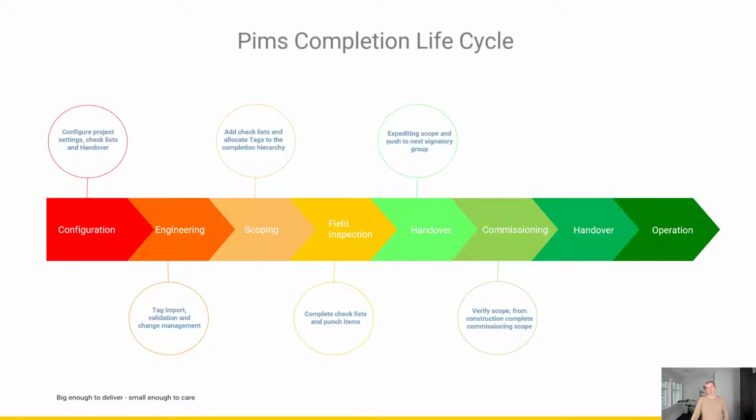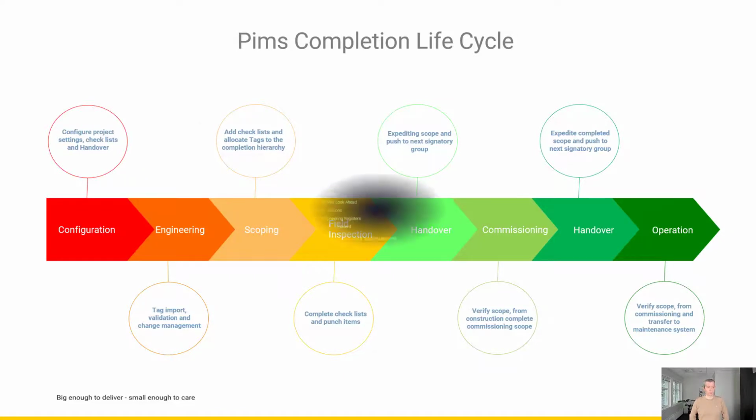When commissioning receives this package, the first thing they need to do is to verify the scope before they perform their own commissioning work, which includes checklists and commissioning procedure activities. Again, the formal handover process is repeated from commissioning to operation. And at the end, operation receives this information and may also transfer this data to any maintenance system in the other end. This completes the Pims completion lifecycle. And now over to the fun stuff, which is the live demo.